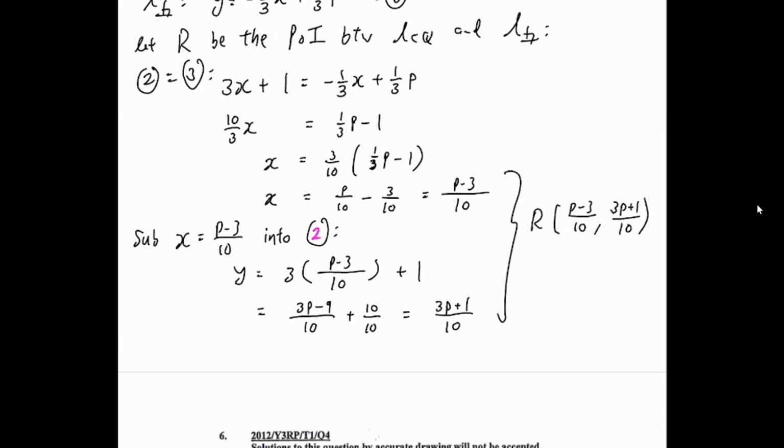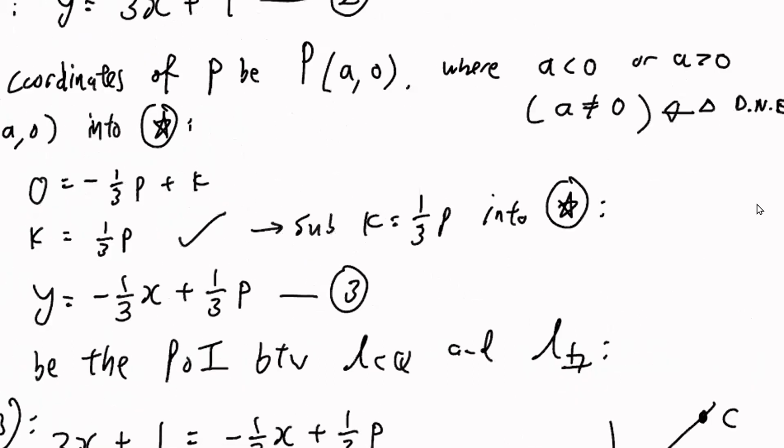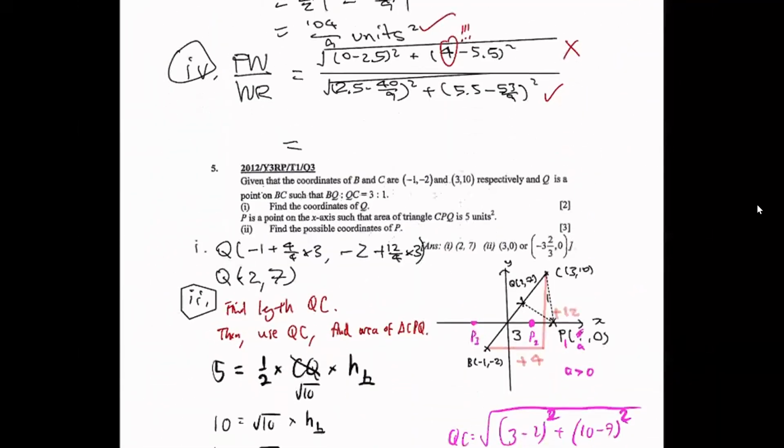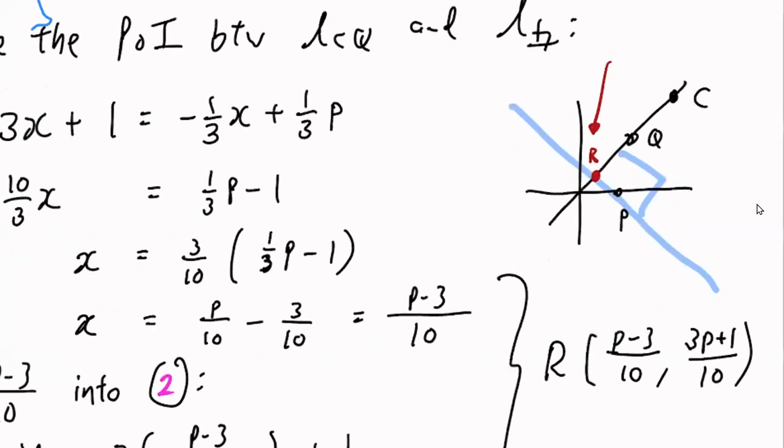Are we done? No, we haven't solved for p yet. Okay, we found R. So let's draw a picture. What we currently have is point C, point Q, and a point P here. Then what we have just found is the equation of the perpendicular, not bisector, just perpendicular. And we also found the coordinates of this R here.